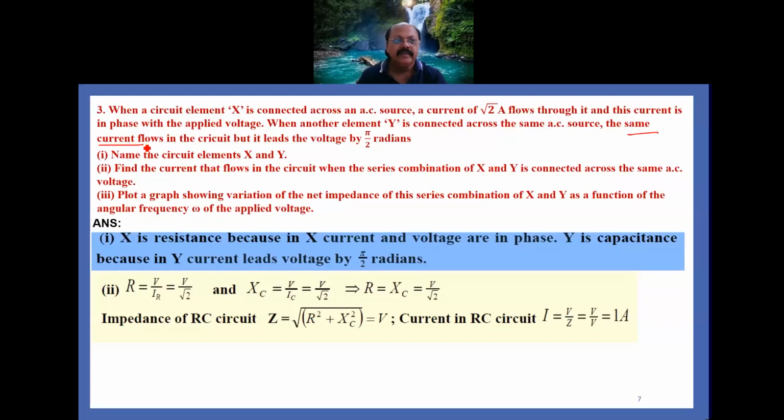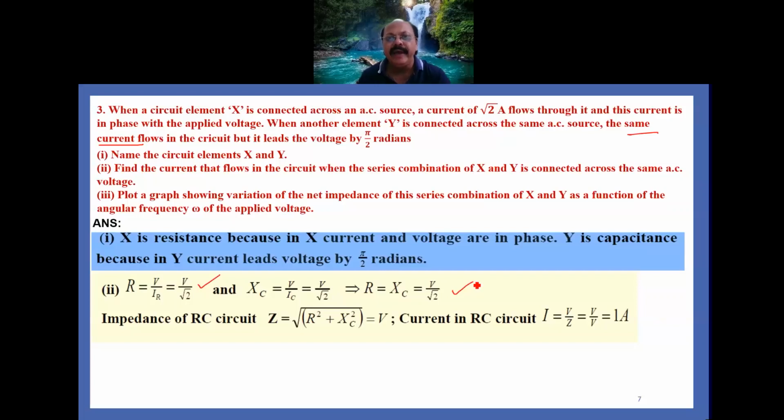So R equal to V upon IR, and IR is root 2, so it becomes V upon root 2. Similarly, XC equal to V upon IC because it is connected to the same AC source and the same current flows through it. So IC is root 2 ampere, and again it becomes V upon root 2. So from here you will get R equal to XC equal to V upon root 2.